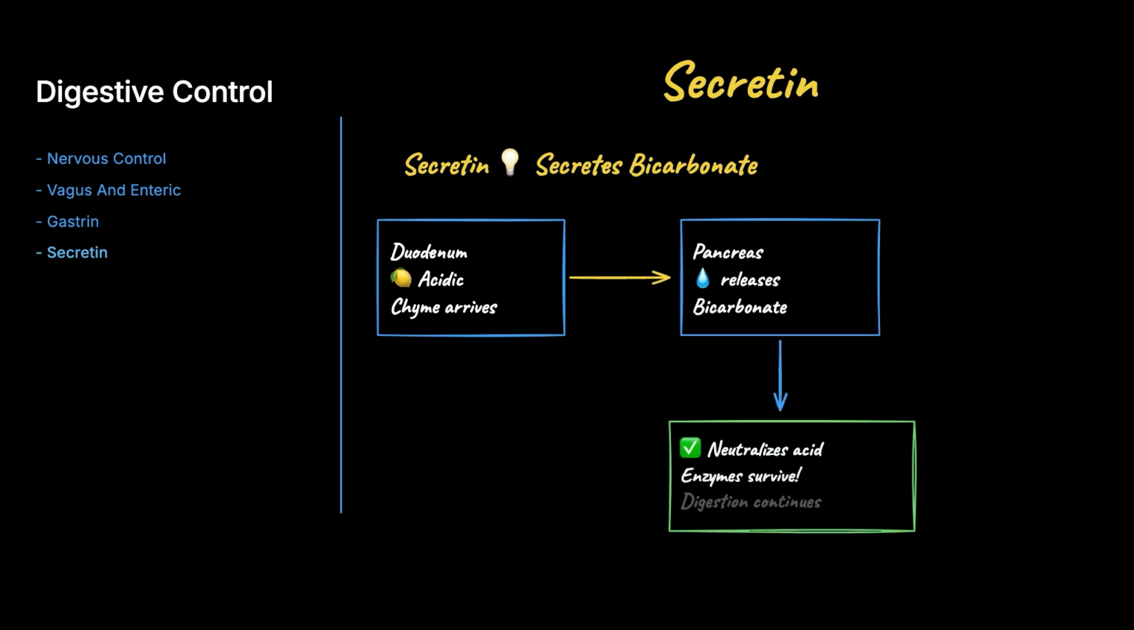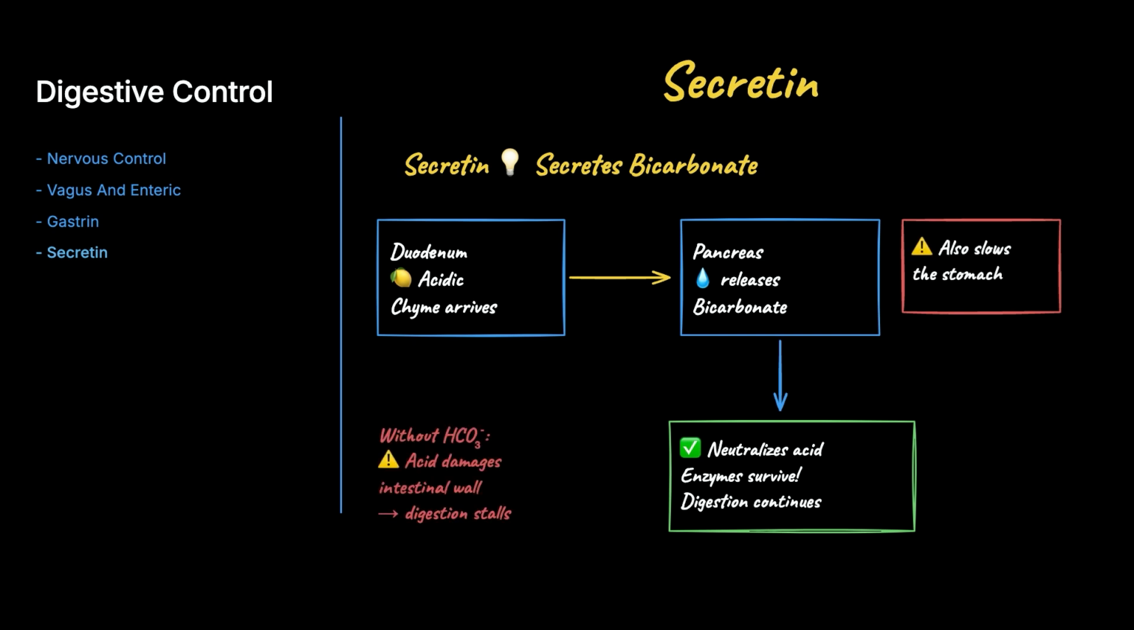The second hormone is secretin, released by the duodenum when acidic chyme arrives. Secretin tells the pancreas to release watery bicarbonate, neutralizing that acid so intestinal enzymes survive. A simple aid is secretin secretes bicarbonate. It also slows the stomach. Without this bicarbonate, the acidic chyme would damage the delicate intestinal wall and stall digestion.